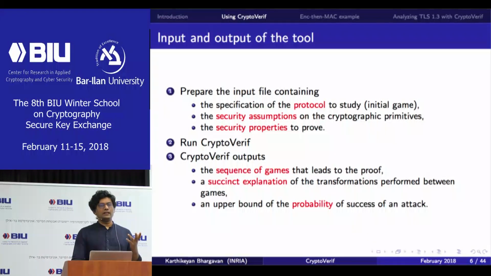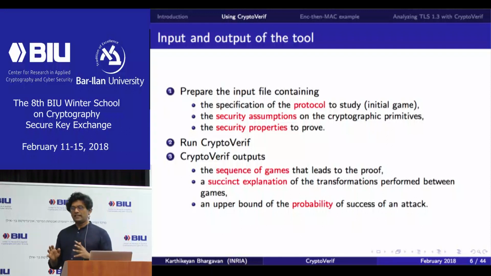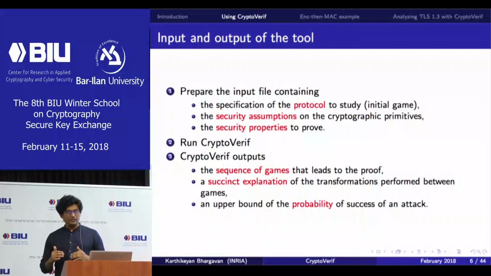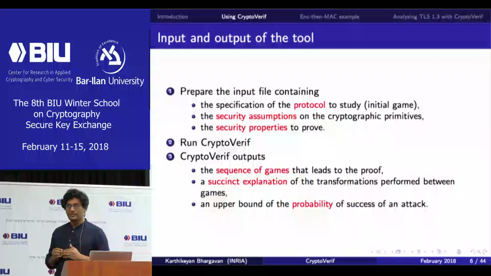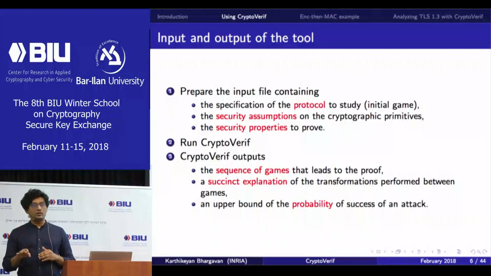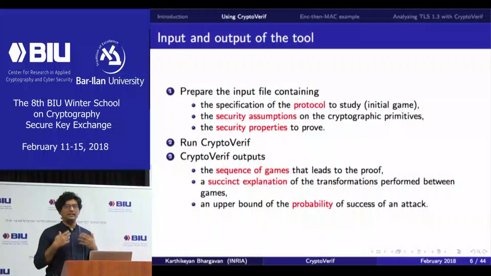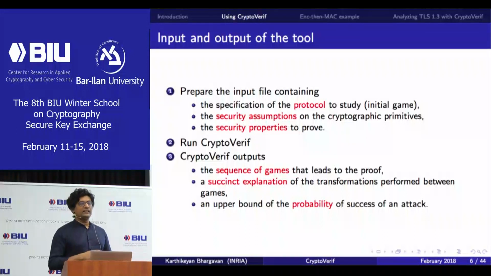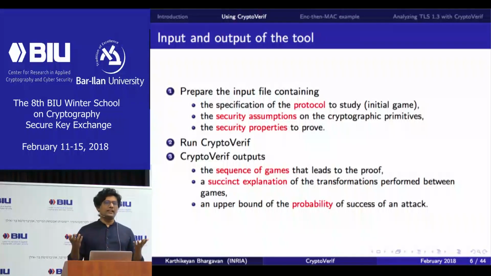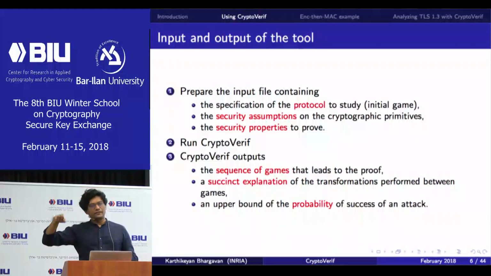So the input is going to be a specification of the protocol in a syntax very similar to that of ProVerif. Then you're going to write security assumptions for the various primitives you're using, and this is not going to be like ProVerif at all. This is a place where we're going to really try to model exactly the kind of assumption that we want, like UFCMA, IND-CPA, whatever. And you have to provide the security properties, and that will be again like secrecy of something that you want to prove secret. Then you run CryptoVerif, and sometimes you have to help CryptoVerif a little bit. Okay, so it's not like fully automated like ProVerif.